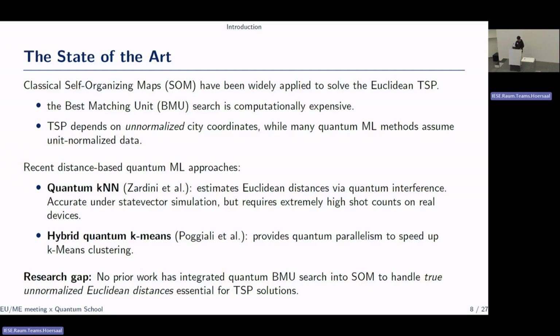Now here are some recent distance-based quantum machine learning approaches. The quantum KNN can estimate the Euclidean distance via quantum interference, and the quantum k-means can provide quantum parallelism to speed up k-means clustering. And so our research project is to integrate the quantum part in the best matching unit search process. Until now, no previous work has done this, so we want to fill the gap.